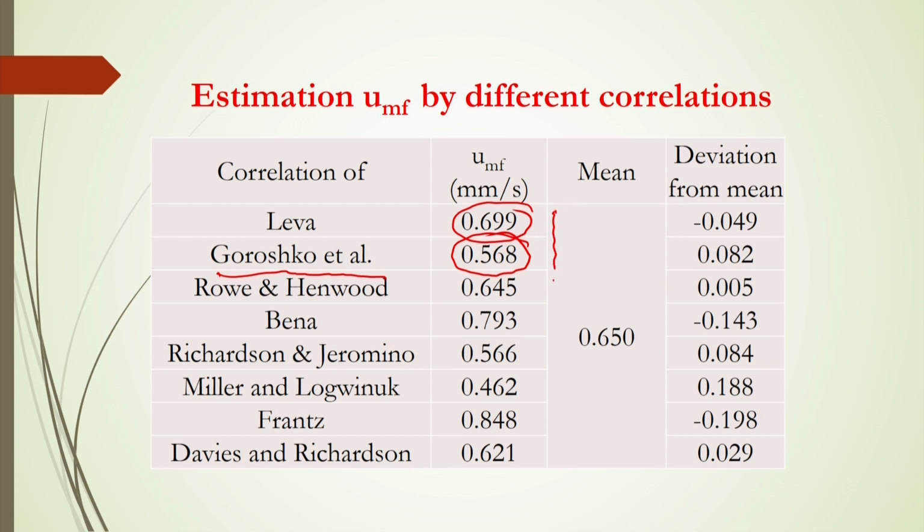So, in this table it is given the minimum fluidization velocity obtained by different correlations, and from these correlations we see that we can get a mean value of 0.650, and we can calculate what the deviation from the different correlations is, and then it is seen that the deviation from the mean is not that significant. So, any correlation you can use for the design aspect of this minimum fluidization calculation.